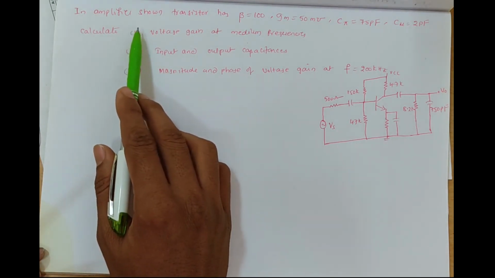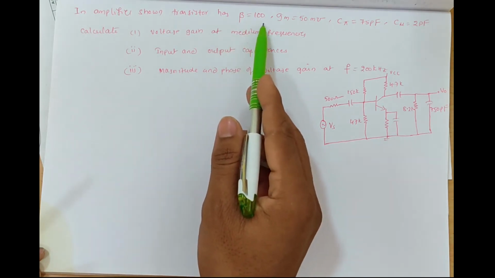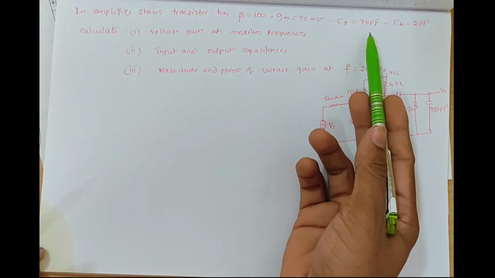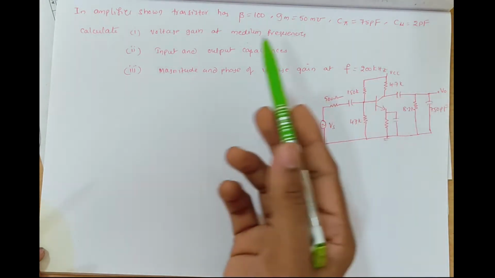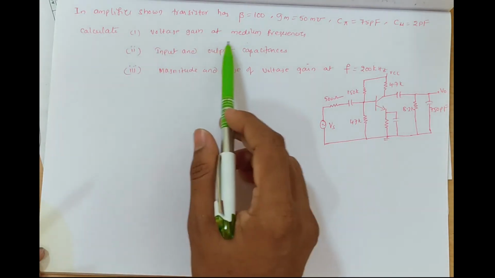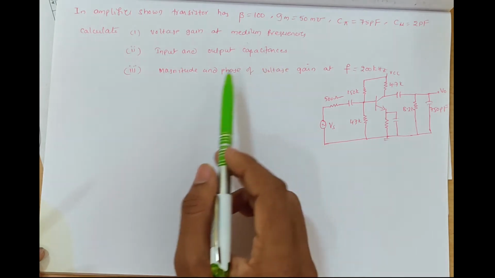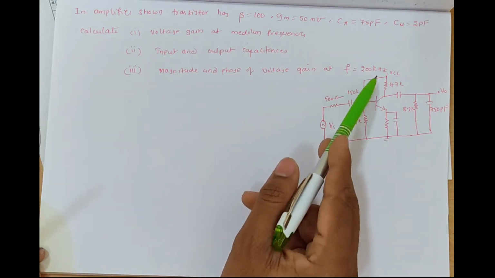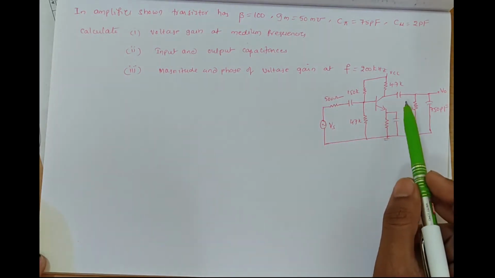In this amplifier shown, the transistor has beta equals 100, gm equals 50 millimho, C pi equals 75 picofarad, and C mu equals 2 picofarad. Calculate the voltage gain at mid frequency, the input and output capacitances, and the magnitude and phase of voltage gain at f equals 200 kHz. The circuit is given like this.